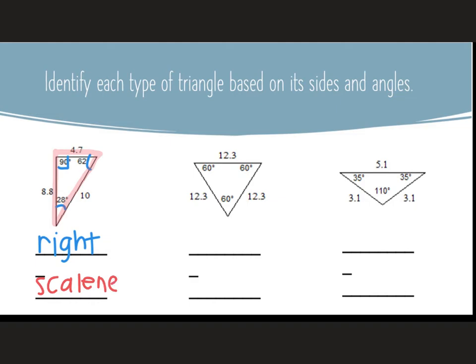All right, let's take a look at number 2. Angles first. So we have a 60, 60, and 60 degrees. So all three of my angles are less than 90 degrees. That makes this an acute triangle. Remember, an acute angle is less than 90. If all three of your angles are less than 90, it makes it an acute triangle. Next, we have to look at our side lengths. We have 12.3, 12.3, 12.3. All of them are equal, which makes this an equilateral triangle.